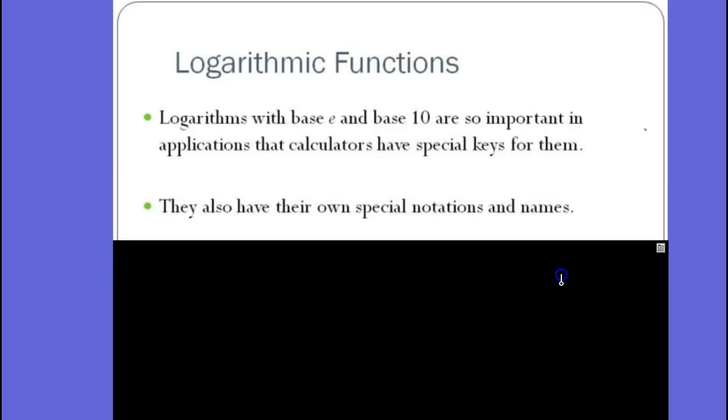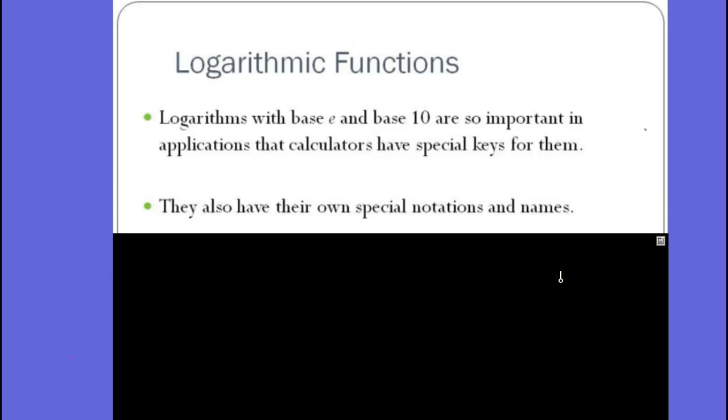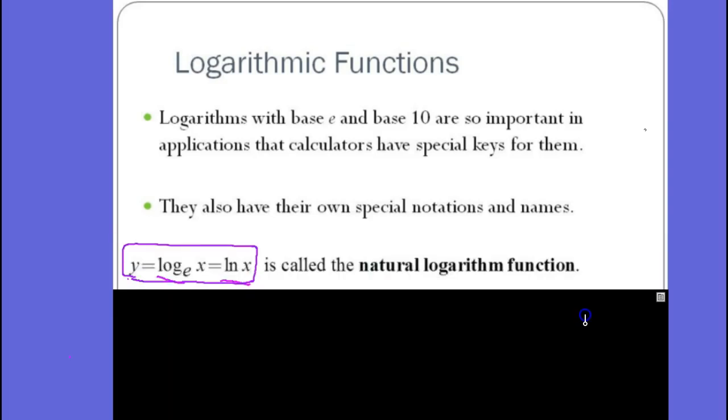Let's talk about how that's going to affect or come into play with its inverse. So logs with base e and base 10 are so important in applications that the calculators have special keys for them. They have their own special notation and names as well. So, y equals log base e of x is the natural log key on your calculator. So if log base e of x is the natural log key on your calculator, will we know about the inverse of natural log of x?